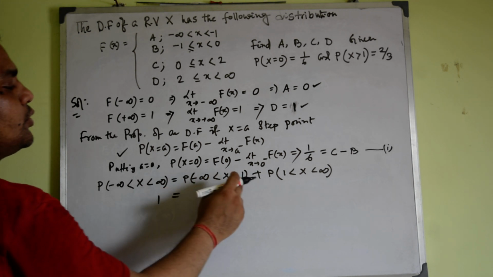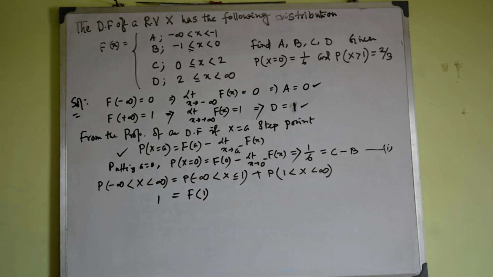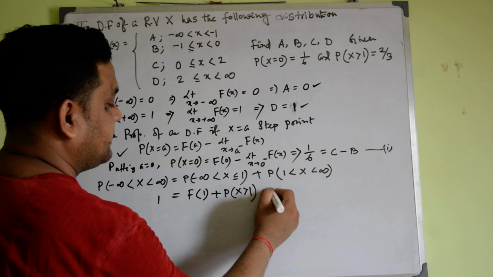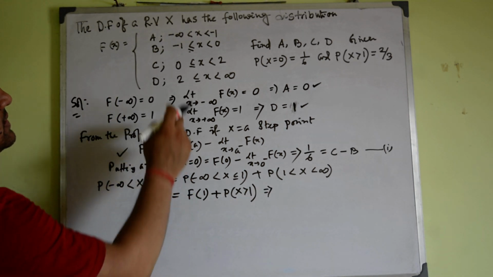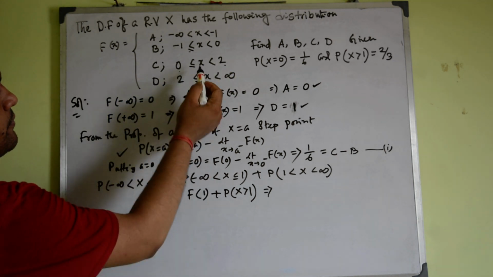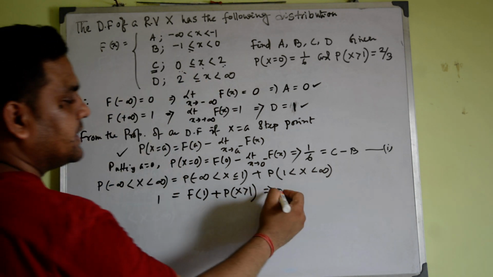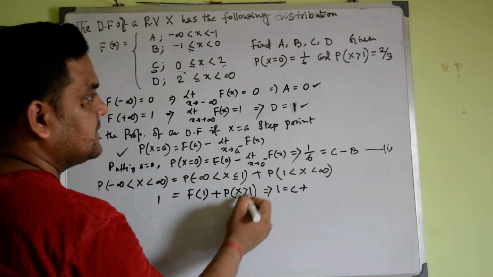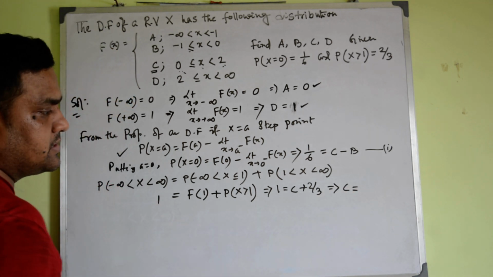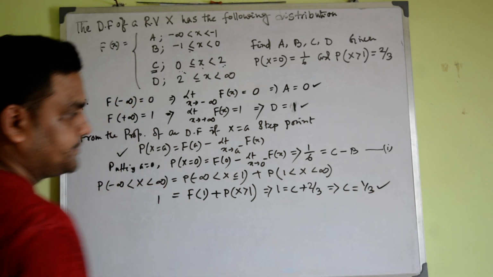Then minus infinity to 1, from the definition of distribution function, equals F(1), plus P(X > 1). Now what is the value of F(1)? F(1) means 1 lies between 0 to 2, so F(1) is equal to c. So next we put F(1) equal to c plus 2 by 3, since X greater than 1 means 2 by 3. So c is equal to 1 minus 2 by 3, which equals 1 by 3. So that is your c value.